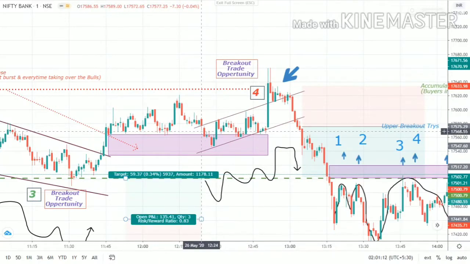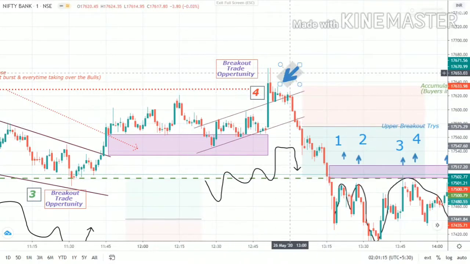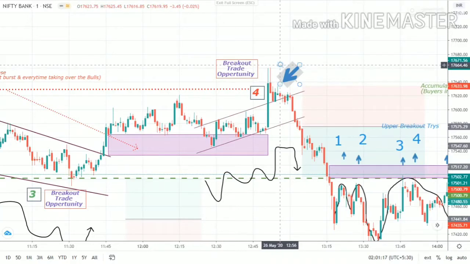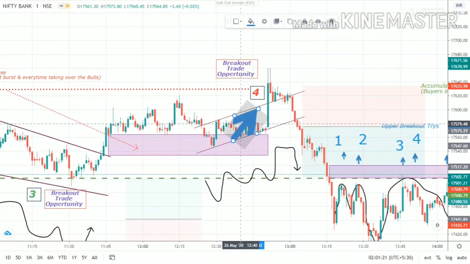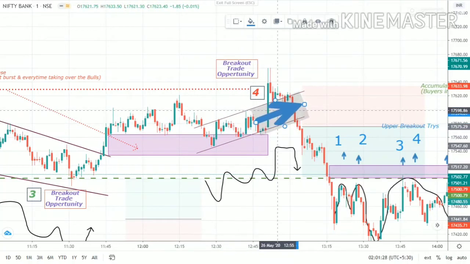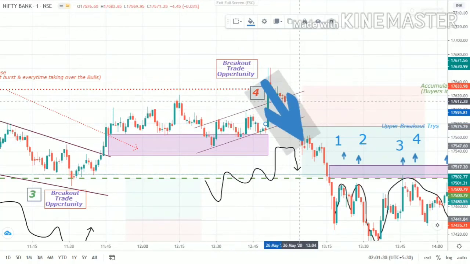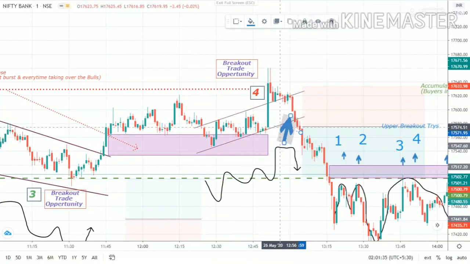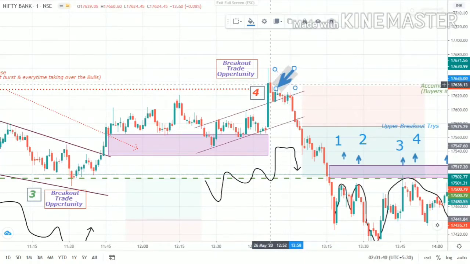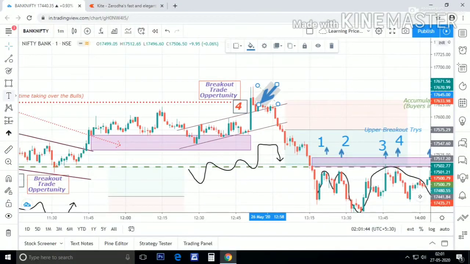This is a simple idea, but we had a breakout opportunity at number 4 which went differently. What is that? It is like this. You can clearly see it is also forming a zigzag pattern, and the zigzag pattern is towards the upward direction. What I said, if the direction is from down to up, then it will go to the bottom, not up. But you can clearly see it has exited the range from the upward direction.